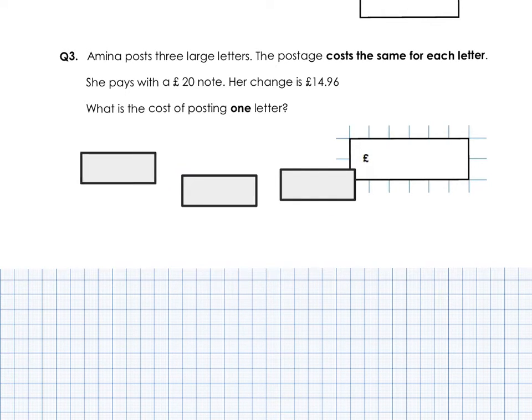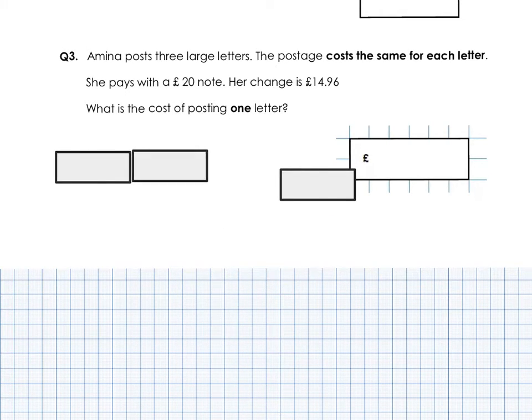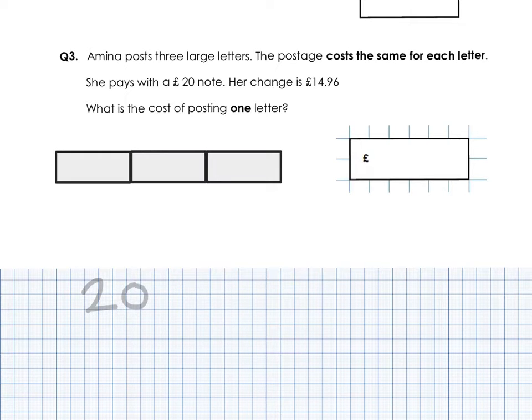So here we go. So we've got 1 letter, there it is. Got another large letter, there it is. Another large letter is there. We don't yet know how much it costs to post 1 letter. We don't even know yet how much it costs to post all 3 letters. But we do know that she paid with a £20 note and she got £14.96 change. So we should be able to work out how much money it cost to post all those letters.